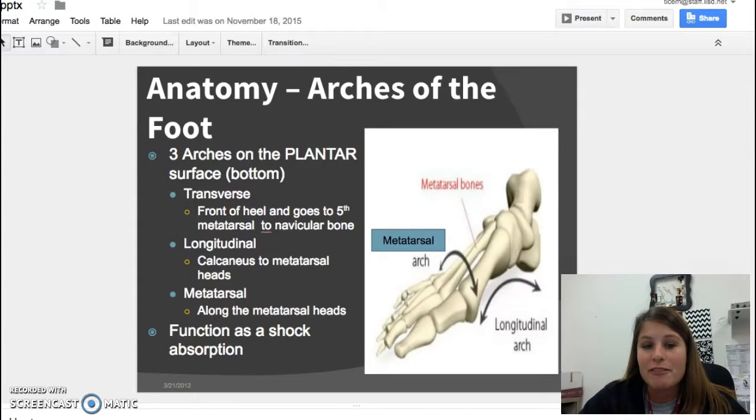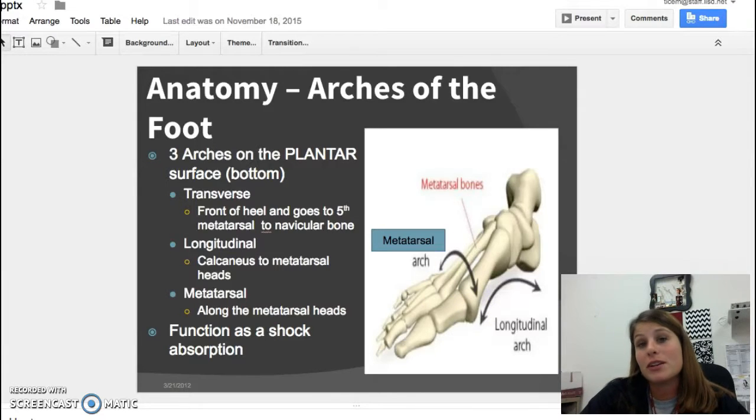And the last part that we have for today is our arches. You have 3 main arches in your foot. The first one is the transverse arch, which goes from your heel to the 5th metatarsal and the navicular bone. Kind of hard to see on this picture. The next one is the longitudinal, which goes from the calcaneus to the metatarsal heads. That's going to be the main arch that you think of when you think of your feet. And then you have the metatarsal arch, which is just showing you along the heads of the metatarsals.